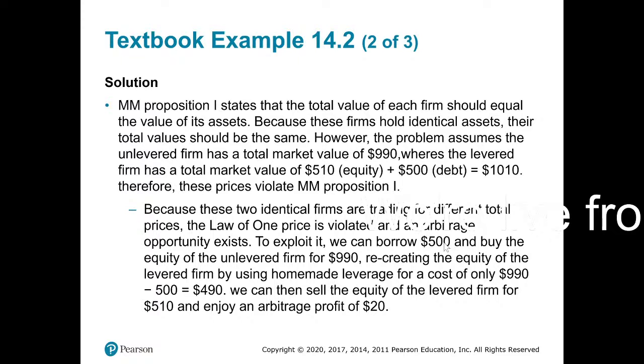So essentially, we borrow 500 and buy the equity for this much, recreating the leverage of the levered firm by using homemade leverage for a cost of this much, for 90. And we sell the equity of the levered firm for this much. So the difference is what we have, the profit of 20.